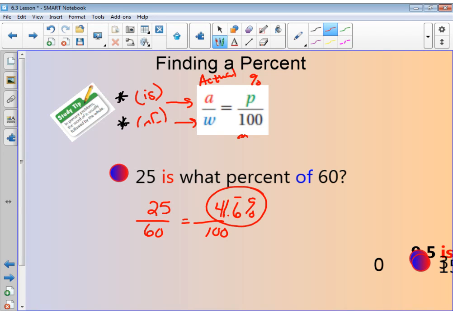So you should have ended up with 41.6 repeating percent. Good luck. You'll be working on finding some of those is and of parts in the next part of the lesson. Remember, it's always is the part and of is the whole.